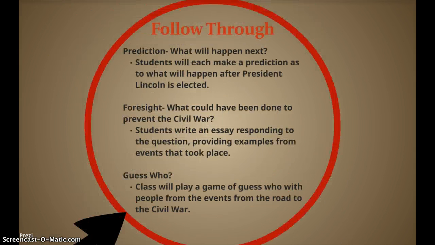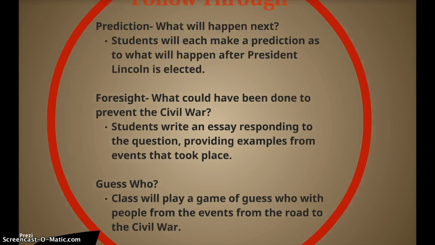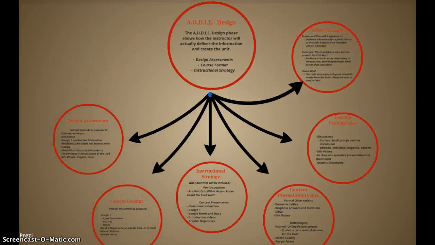Our follow-through activities, they're going to have to make predictions on what will happen next. They're also going to have foresight, what could have been done to prevent the Civil War. And at the end, they can play a Guess Who game where the class can guess who they are from different events on the road to the Civil War. And that's it for the ADDIE design phase.